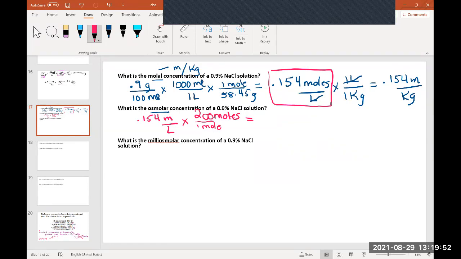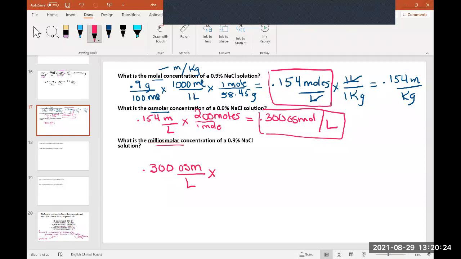And now I have 0.3 osmoles per liter, osmolar. What's the milliosmolar solution or concentration? Oh, all I have to do is take this and convert it to millis. So I have 0.300 osmolar.